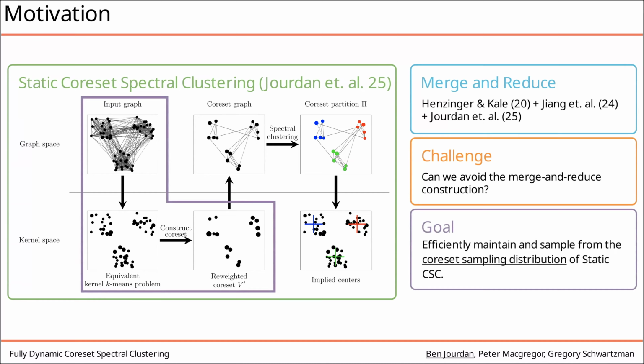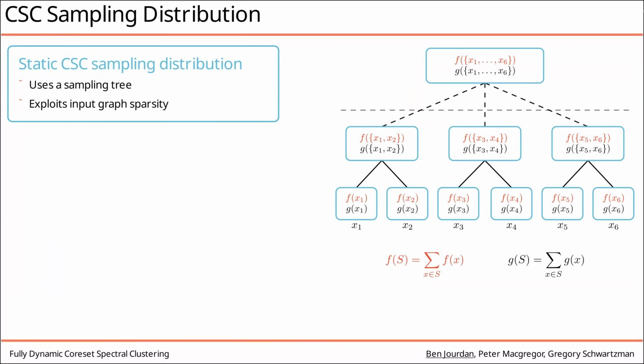Our goal was to extend our static framework to the dynamic setting by efficiently maintaining and sampling from the static Coreset sampling distribution. This requires reworking the steps highlighted in purple. If we can manage this, then we can use the rest of the static framework to answer queries efficiently. Digging into the static CSC sampling distribution, the core primitive is a sampling tree that exploits input graph sparsity to limit the number of sampling tree updates required at query time.